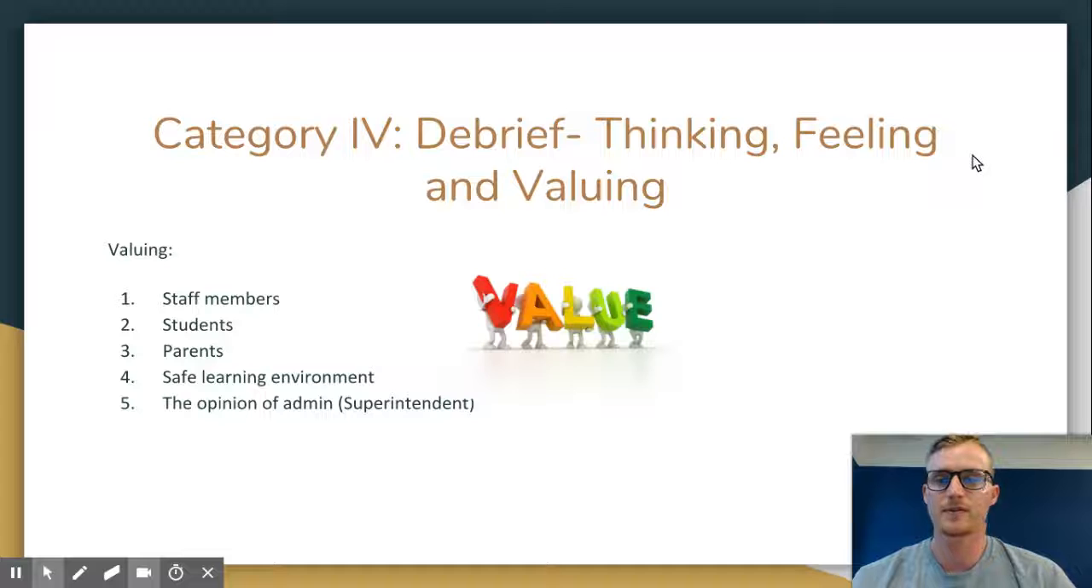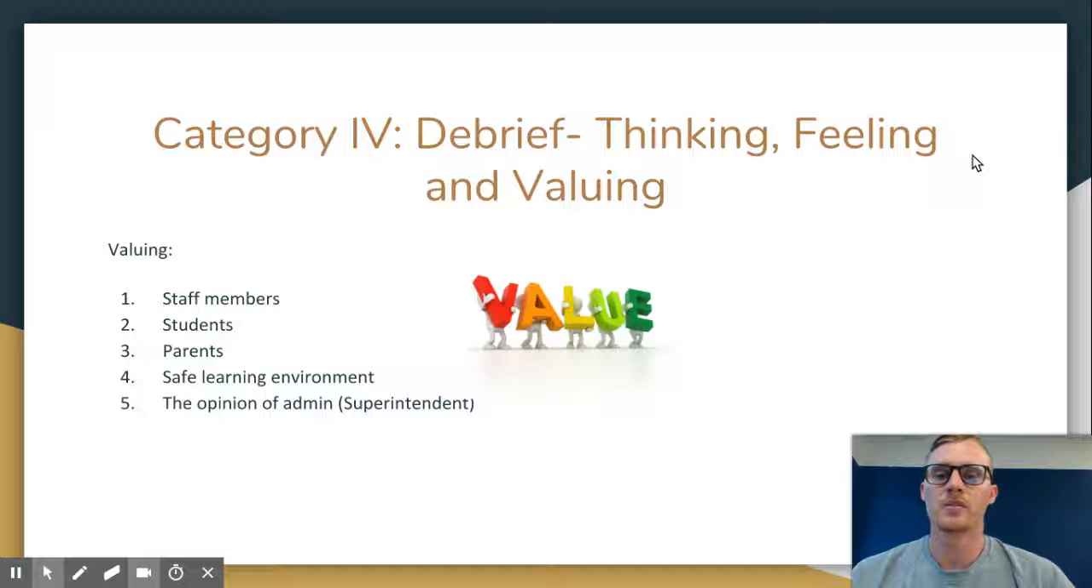Category 4, debrief: thinking, feeling, valuing. The last part, valuing. I value the staff members. I want to make sure that Ms. Tate is supported and set a good example that I will support staff members. Number 2, I want to support those students, and I value if they have any information regarding the investigation.